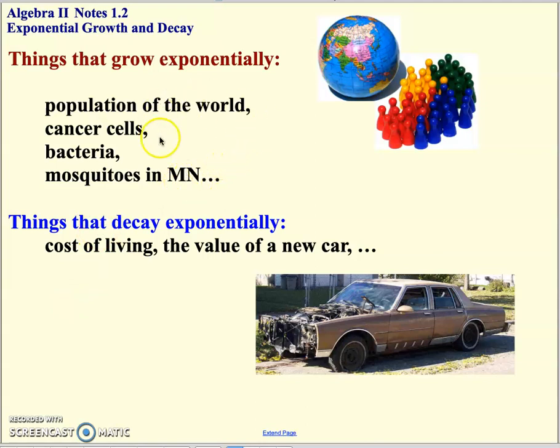It's some pretty simple ideas. Here's some growth concepts, here's some decay concepts. A lot of times it has to do with value, so you can gain value, not just lose value, but cars pretty typically lose their value. Populations tend to grow, bacteria tend to grow, mosquitoes in Minnesota, depending on the weather, right? All right, let's get into it.